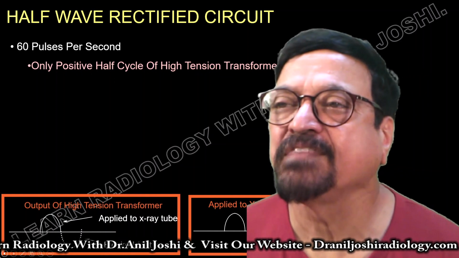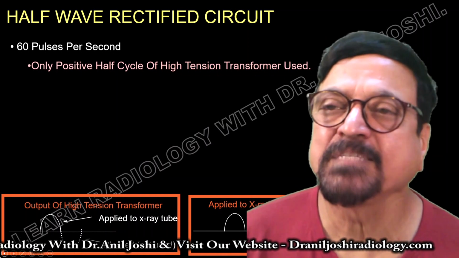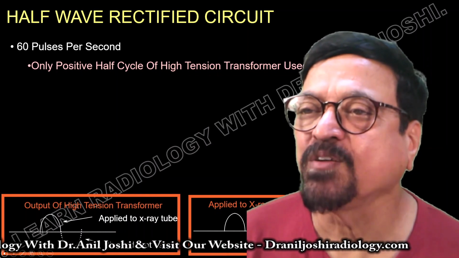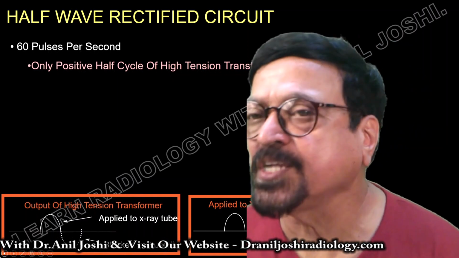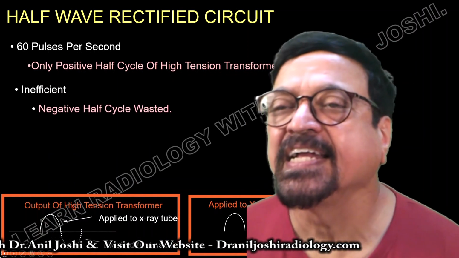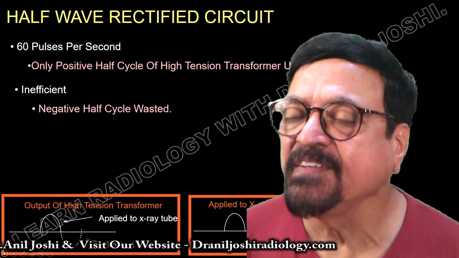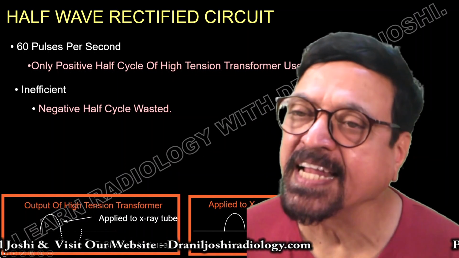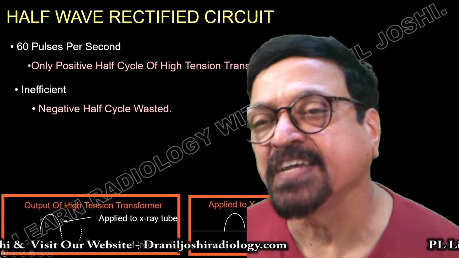Now half wave rectified current, it is 60 pulses per second. Only positive half cycle of the high tension transformer is used. Now they are inefficient because they are using only 50% of the cycle. The negative half cycle is wasted.